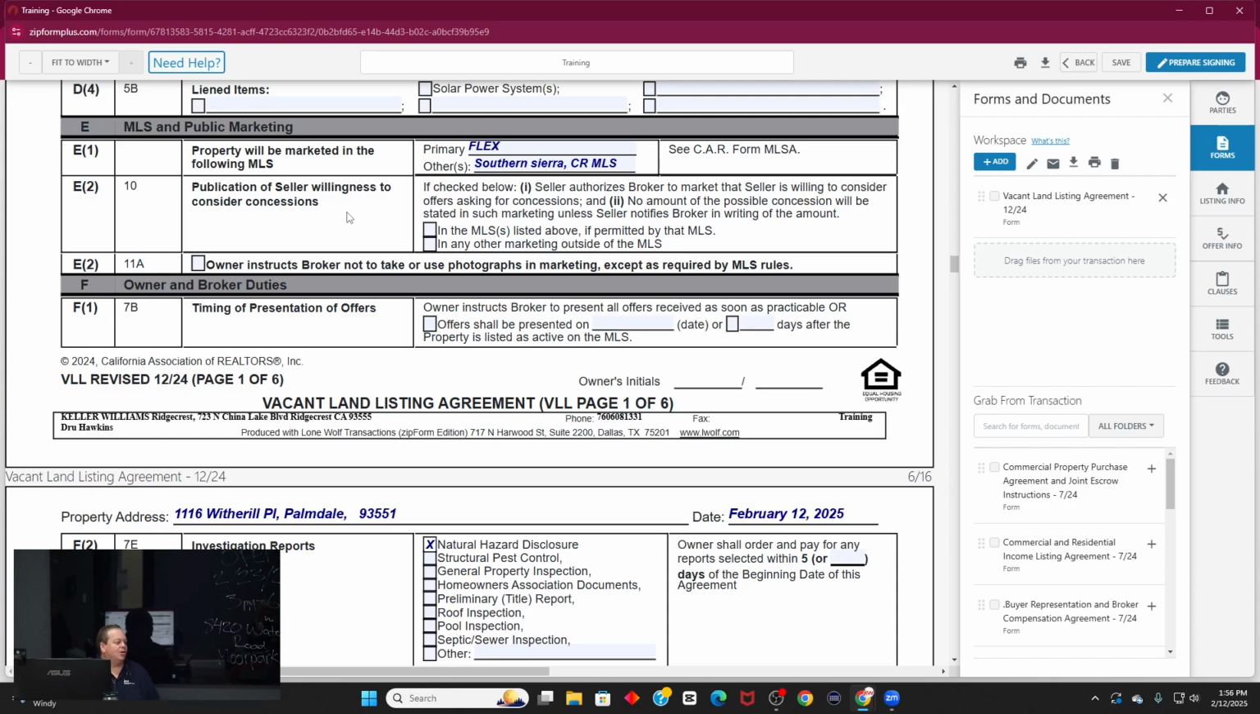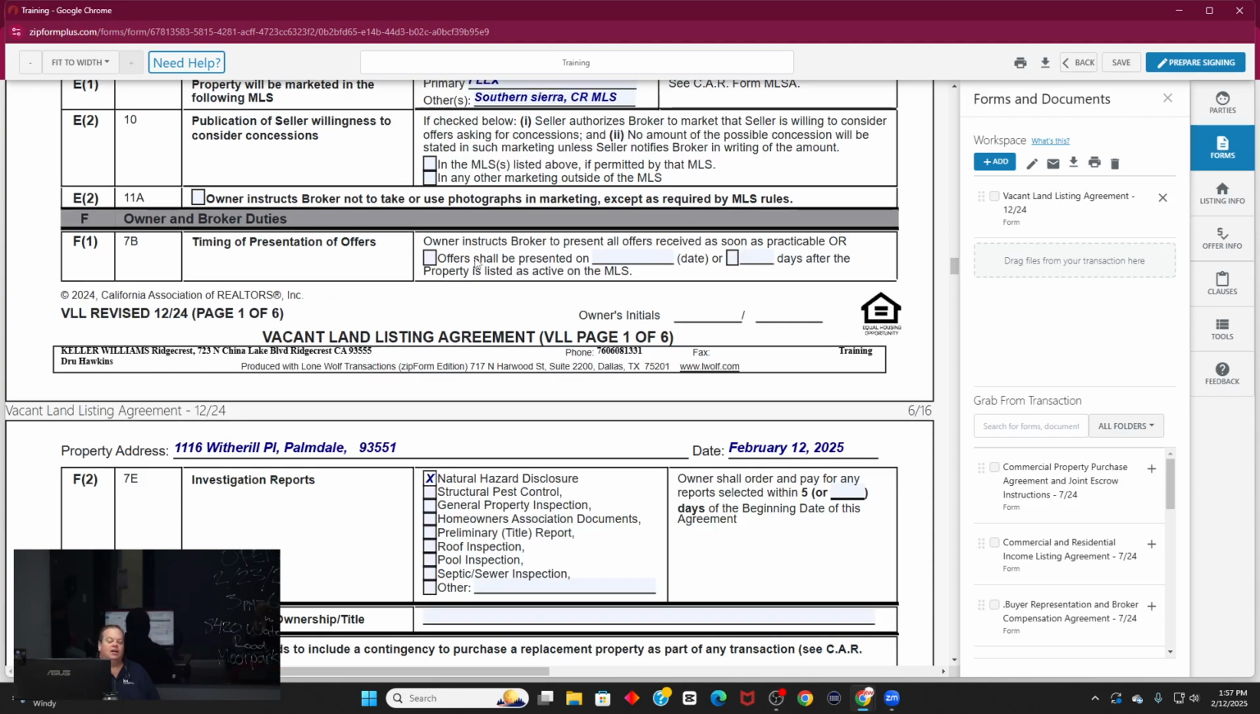How about buyer broker compensation? Oh, yeah, that's a concession, right? So this is where we have a fancy way of putting in the willingness for the seller to pay buyer broker compensation. Owner instructs the broker not to take or use photographs in marketing except as required by the MLS rules. I don't know why anybody would do that, and it's here just in case. Timing of the presentation of offers. This is where the owner instructs the broker will present offers at a certain time.